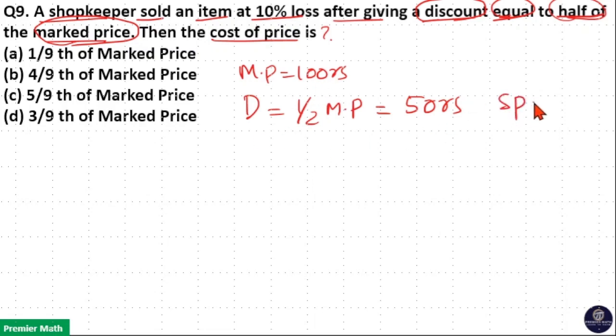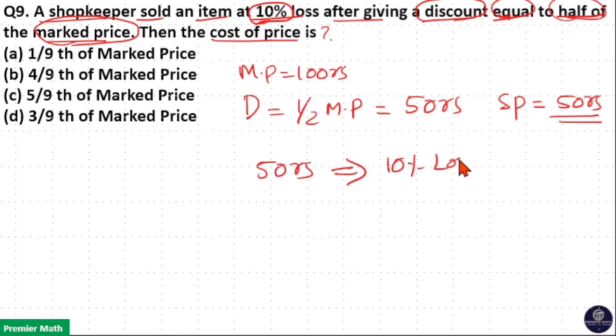That means he is selling this product at 50 rupees. Because the price tag of the item is 100 rupees, he is giving 50 rupees off to that. Then he is selling that product at 50 rupees. But by selling this item at 50 rupees, he lost 10%. So, this 50 rupees leads to 10% loss. 10% loss means he only got 90% of the cost price. So, by selling this item at 50 rupees, he only got 90% of the cost price.